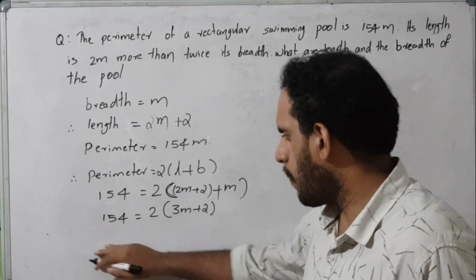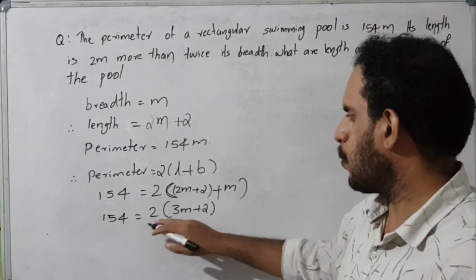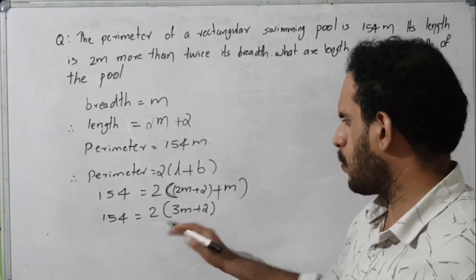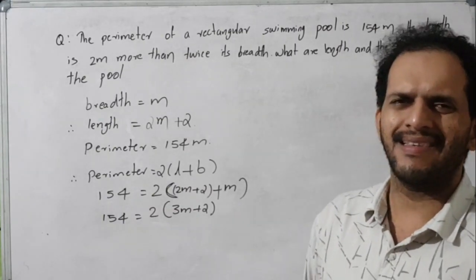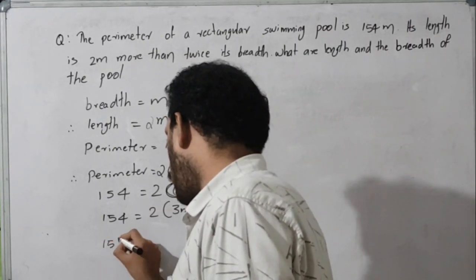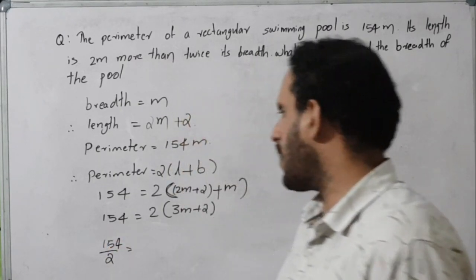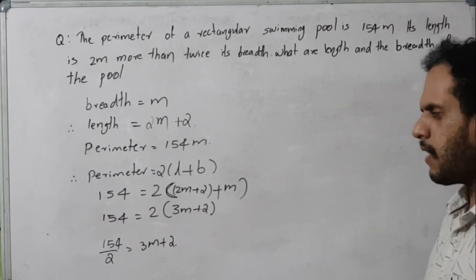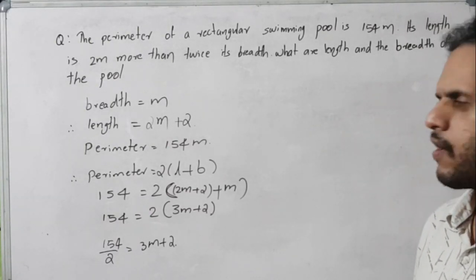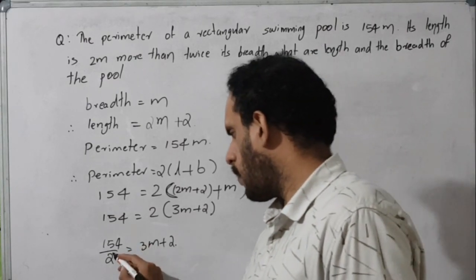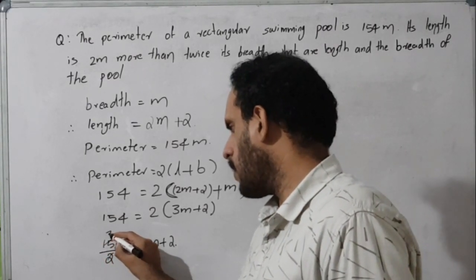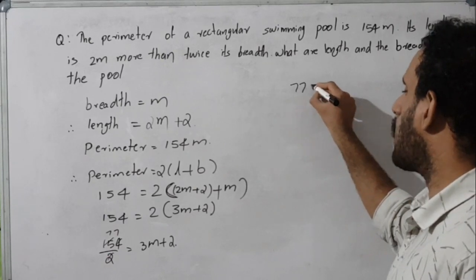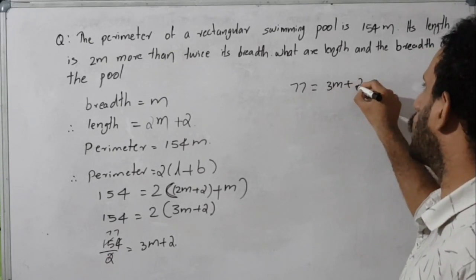Then first I transpose 2. Then we know what is the meaning of 2 into 2 of 3m plus 2. 2 of 3m plus 2 means it is an into. Correct? 2 into (3m plus 2). Then we transpose 2. What is the change? It is division. So 154 divided by 2 is equal to, what is remaining on the RHS? 3m plus 2. Then 154 divided by 2. How do we get it? 2, 15 how many times? 7 times, correct? Then 1 is balance, 14. Then again 7. Then 77. 77 is equal to 3m plus 2.